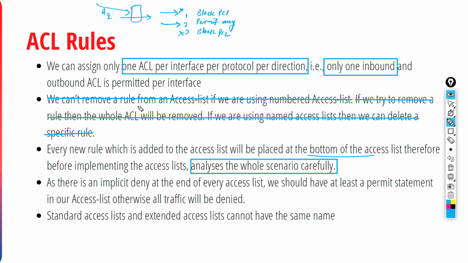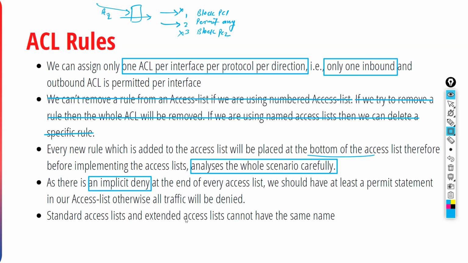Then at the end of every ACL, there is an implicit deny statement. So what is this implicit deny going to do? It will deny every other traffic other than whatever ACL you have configured. Again, this will not be very effective in the ASA, because in ASA by default, everything is blocked. We will be specifically allowing the traffic. So we should have at least a permit statement in our access list. Otherwise, all traffic will be denied. In ASA, by default from outside to inside, all traffic is denied, so we don't have to worry about that.